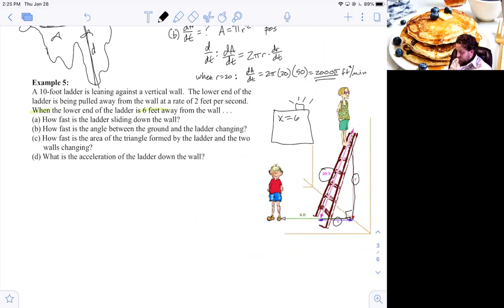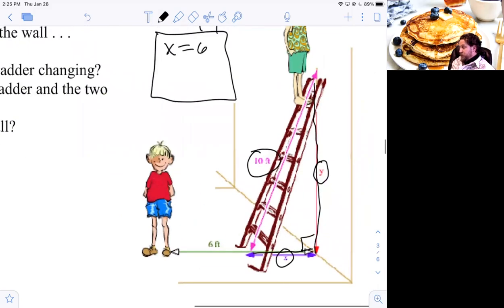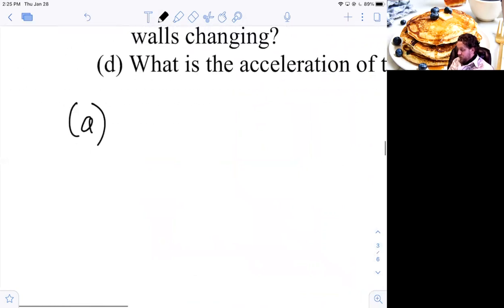Okay, so here's part A. Give ourselves a target. The ladder sliding down the wall is a direct change in which of these variables? y, right? The rate at which y changes gives you the speed that it's sliding down the wall. So I'm going to call that, it already gave me the variables. If they hadn't, I would have called it something, probably x and y anyway. So dy/dt is now my target.